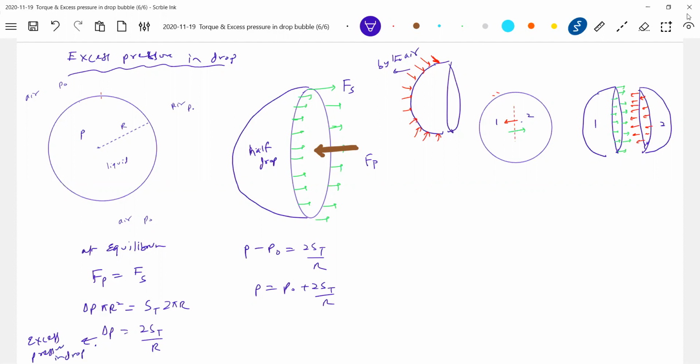So the pressure will be more inside the drop, by 2 St by r. Where will the pressure be more? On the concave side, I think everyone knows: this is called concave, and this is called convex. Don't say inside the liquid or outside the liquid. The pressure on the concave side will be more than on the convex side by 2 St by r. If it's a drop, 2 St by r.